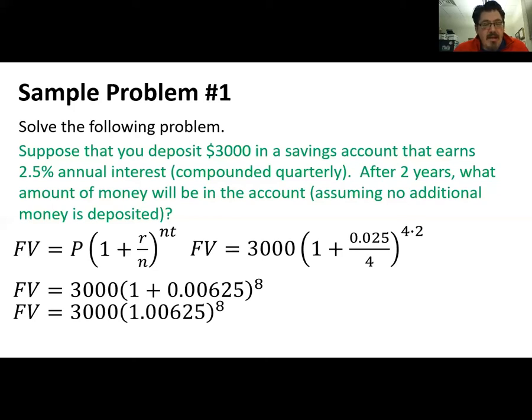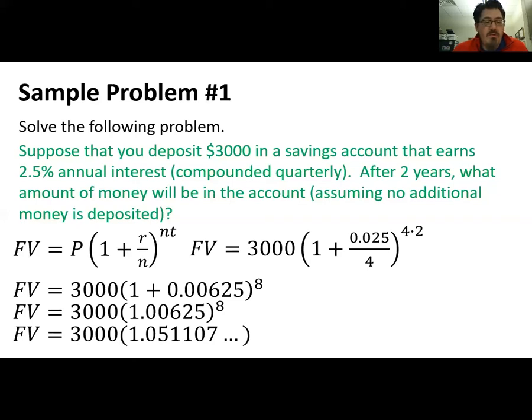The next thing to then do is take care of the power. So I'm going to take 1.00625 to the 8th power. Definitely want to use your calculator on this. Don't do this by hand because the decimal is going to get ugly fast. There's going to be a lot of numbers involved. As you can see, when we do that, we get 1.051107, and that decimal actually keeps going on.